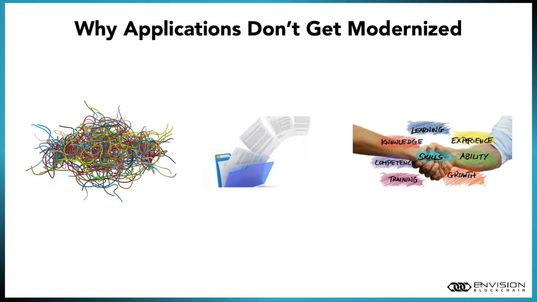Or maybe, in the middle picture, there's all this documentation that just wasn't done. Maybe it was an in-house development effort, something that was just needed to get up and running, and just hasn't been brought to the forefront. In the third picture, we're showing that there is learning involved: experience, ability, skills, growth, knowledge, competency, training. Maybe the in-house resources your company has just don't have what it takes to allocate the necessary time to modernize these applications.